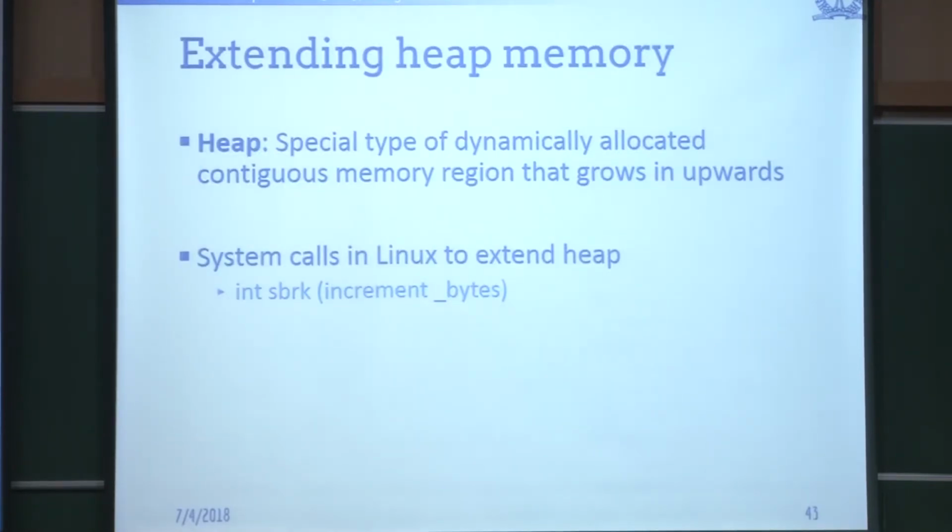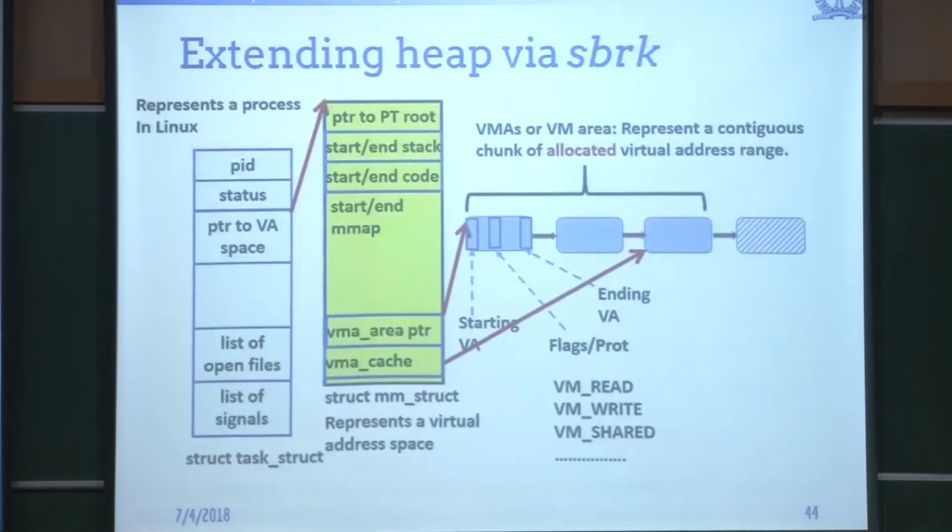Also, you can extend the heap. The heap is a specific type of dynamic memory region which just grows in one direction, and it has a different system call called sbrk. If you call sbrk, the heap memory is mapped by another VMA region, and it just changes the ending point of that VMA region, because each of these VMA areas has a starting virtual address and an ending virtual address. It just changes that.